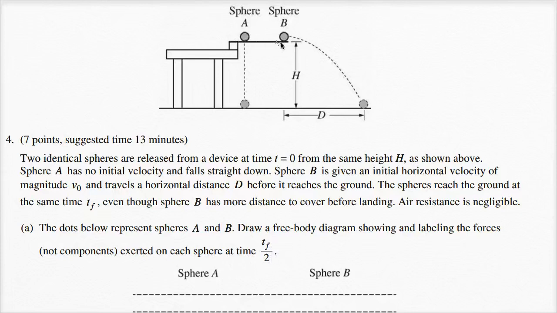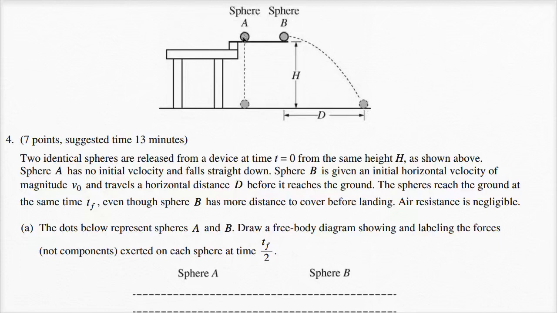When this thing releases, sphere A goes straight down. Sphere B will go down in the vertical direction just the same way. It'll be accelerated in just the same way as sphere A, but it has some horizontal velocity, and that makes it move out and hit the ground d to the right. And when it hits the ground, that's t sub f.